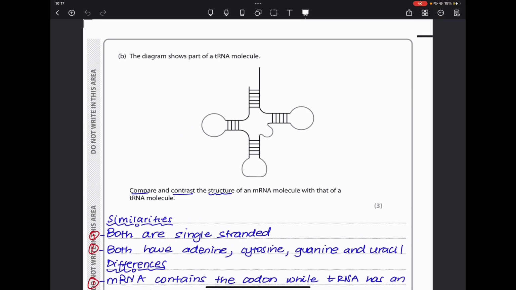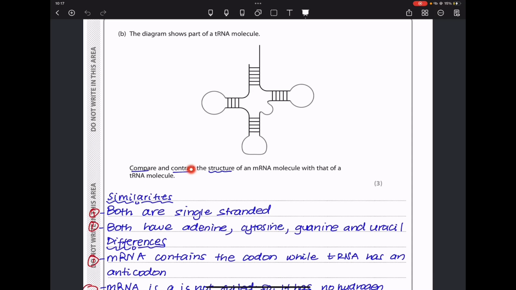In part B, the diagram shows part of a transfer RNA molecule. They say compare and contrast the structure of messenger RNA with that of transfer RNA. Questions about compare and contrast are looking for similarities as well as differences. And in this case, we're interested in looking at the structure.